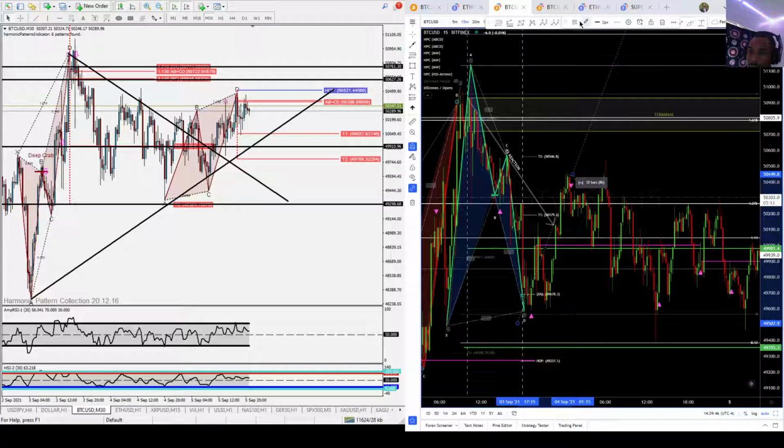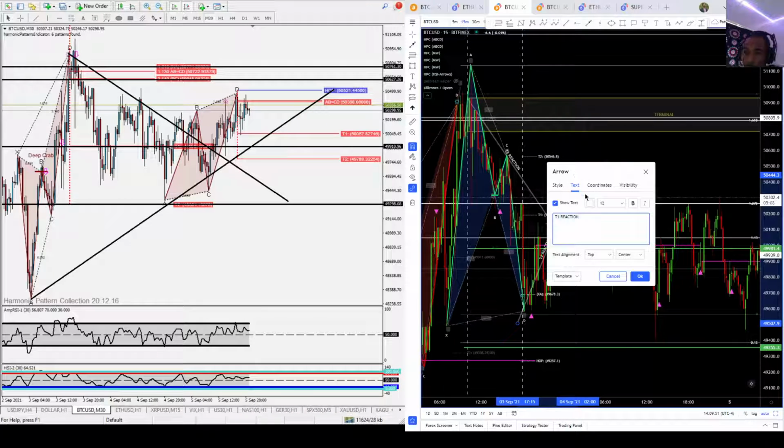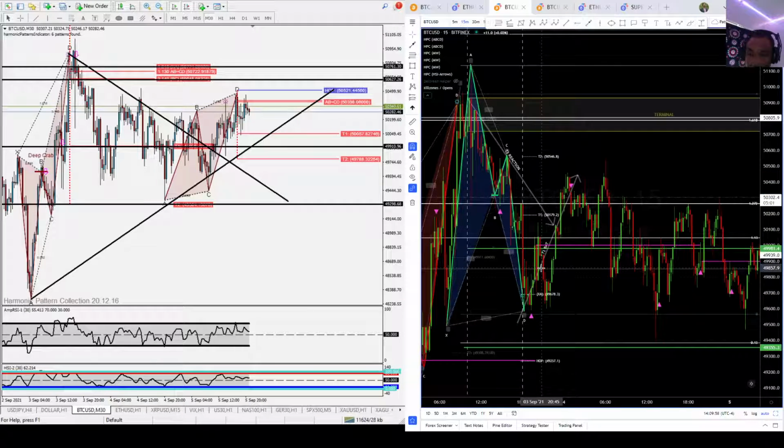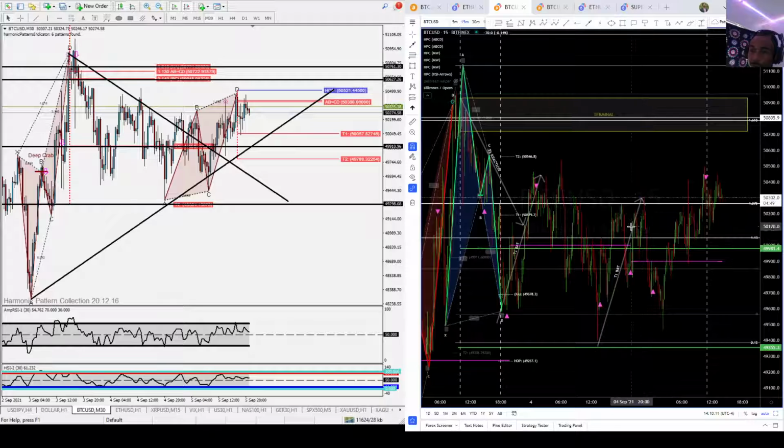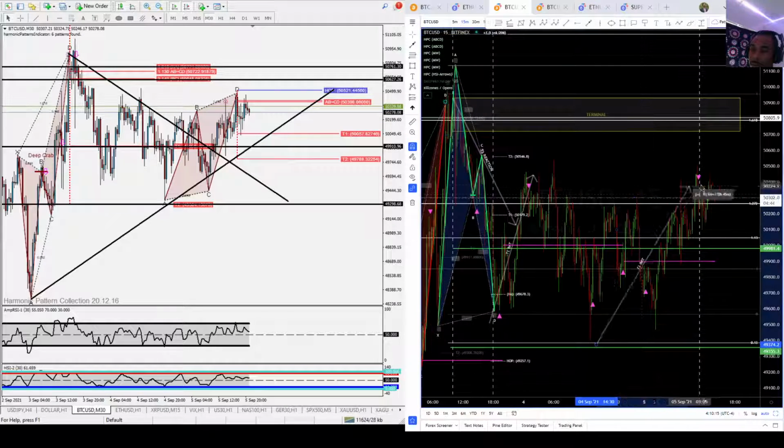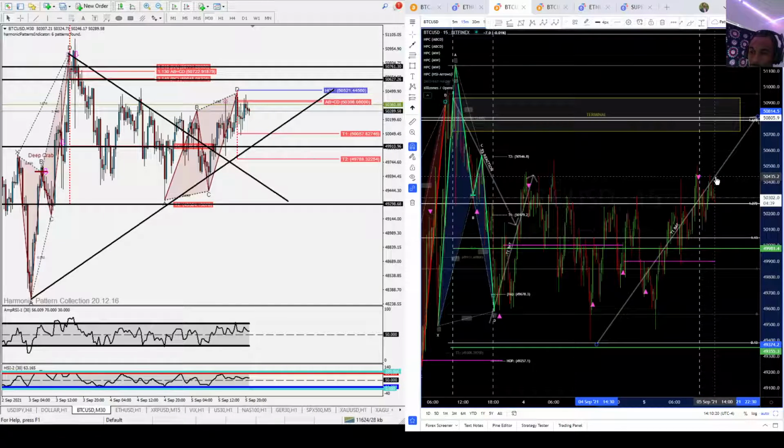Let me put the right one. So this is also a type 1 reaction, but I'm going to name this type 1 bat, so we know what the difference is. And then it came back in return. I'm going to clone this, right? Because this second impulsive wave up is also a part of that T1 bat. So this could actually be arguably a type 2 reversal up into higher range.